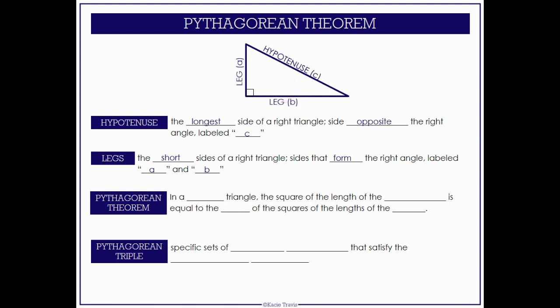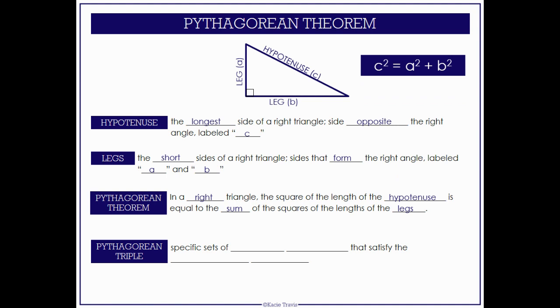So let's talk about how the formula works. In a right triangle, the square of the length of the hypotenuse is equal to the sum of the squares of the legs. So whatever the leg is squared plus the other leg squared equals the hypotenuse squared, aka c squared equals a squared plus b squared.